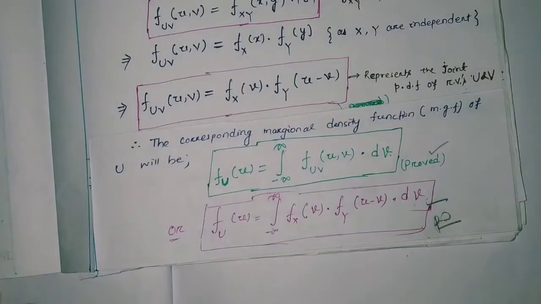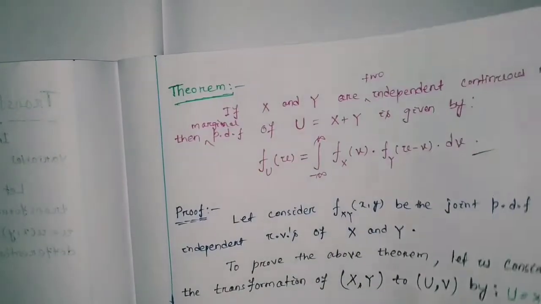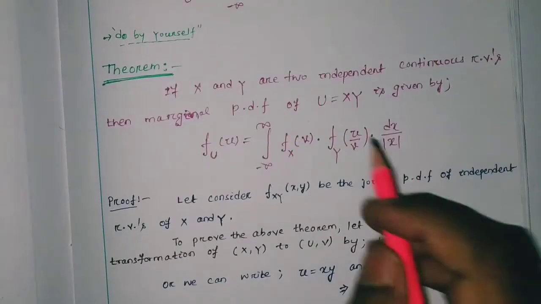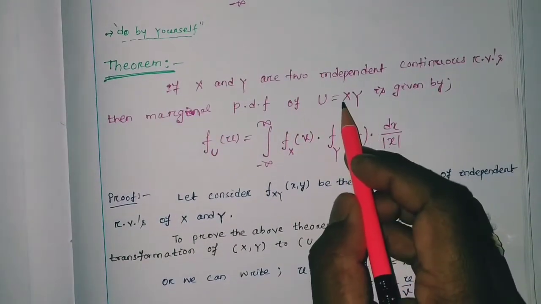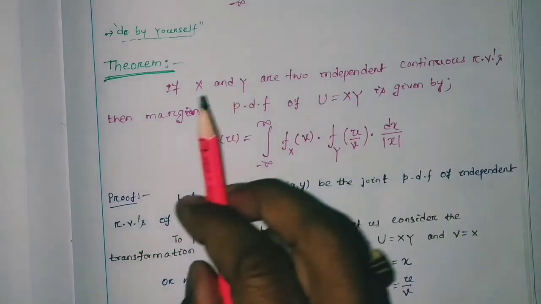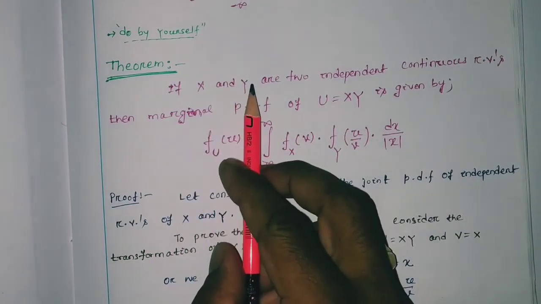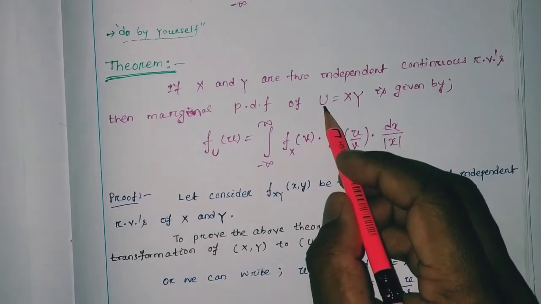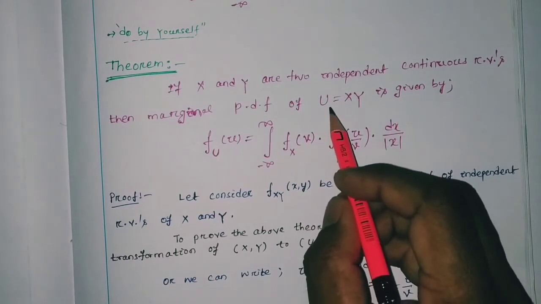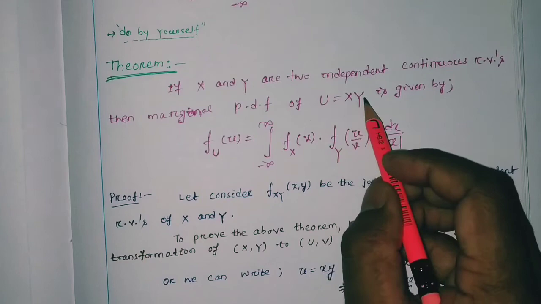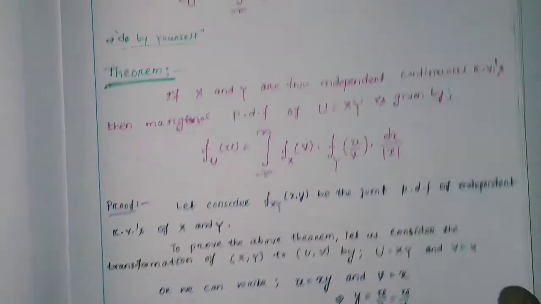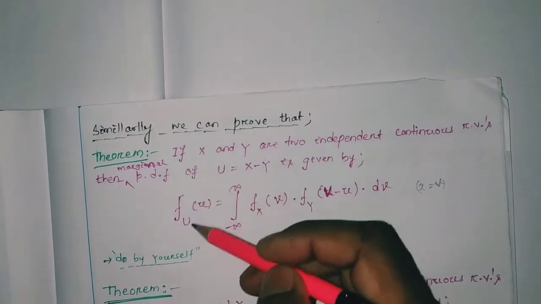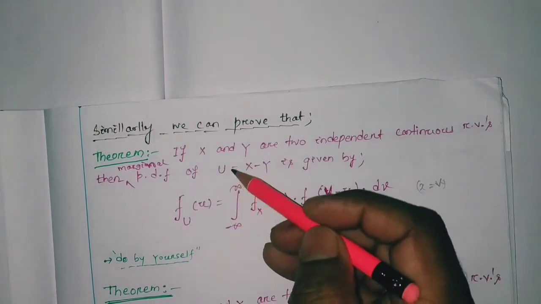Now we are going to go for another theorem where u equals xy. That means the variables x and y are going to be transformed to another variable u with the condition x into y. Before that, I suggest to all of you that this theorem you can try in your rough. You can do it.